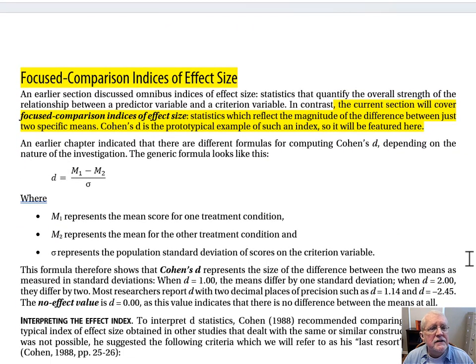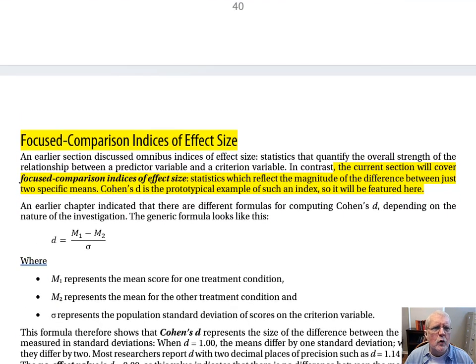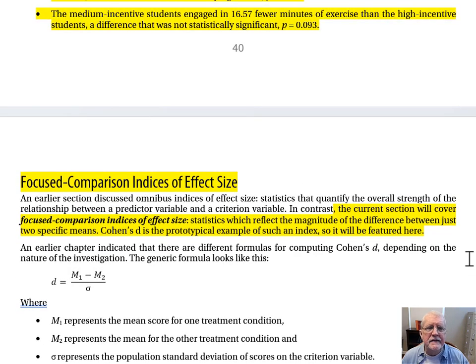But that is just a significance test. What about effect size? Does effect size apply to the comparisons between 2 specific means? It certainly does. On page 41 at the top, we come to focused comparison, indices of effect size. This section will cover focused comparison, indices of effect size. These statistics reflect the magnitude of the difference between just 2 specific means. Cohen's d is the prototypical example of such an index, so it will be featured here.